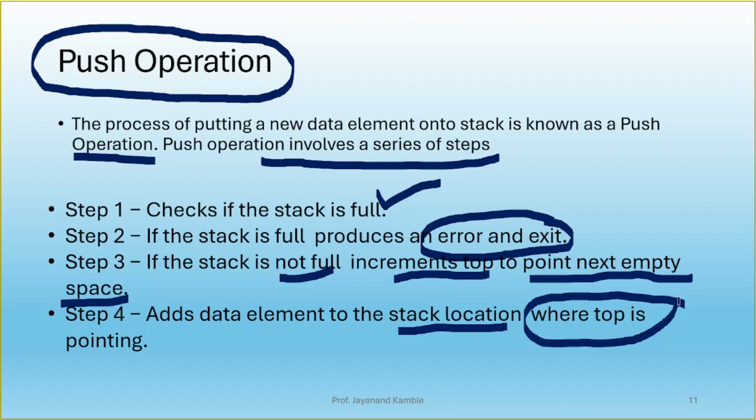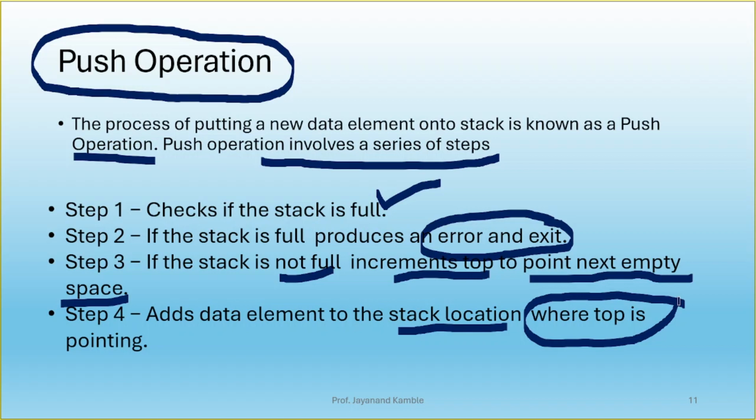So if currently top is pointing to 3, that means I have one element at location 3. We will increase the value of 3 by 1, so it is going to become 4. A new element will be accepted and that element will be placed at that location, that is location number 4. When we have to insert one more element, then we will increase the value by 1 and place that value at that location.